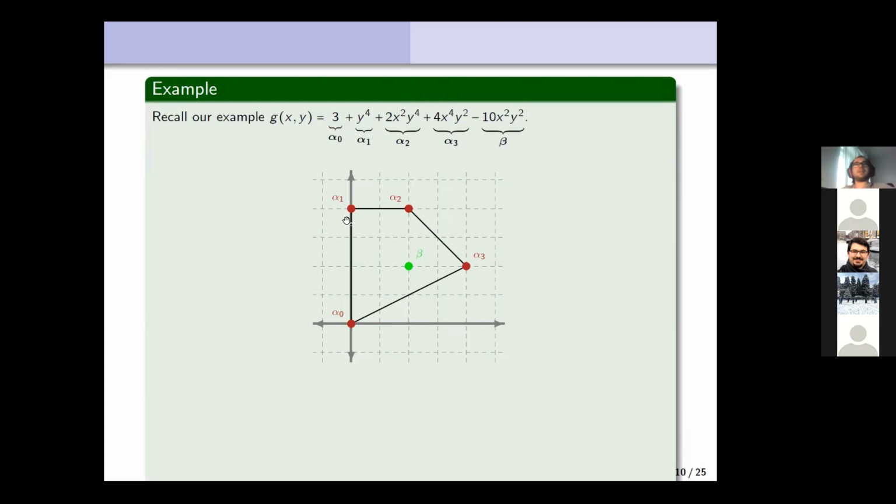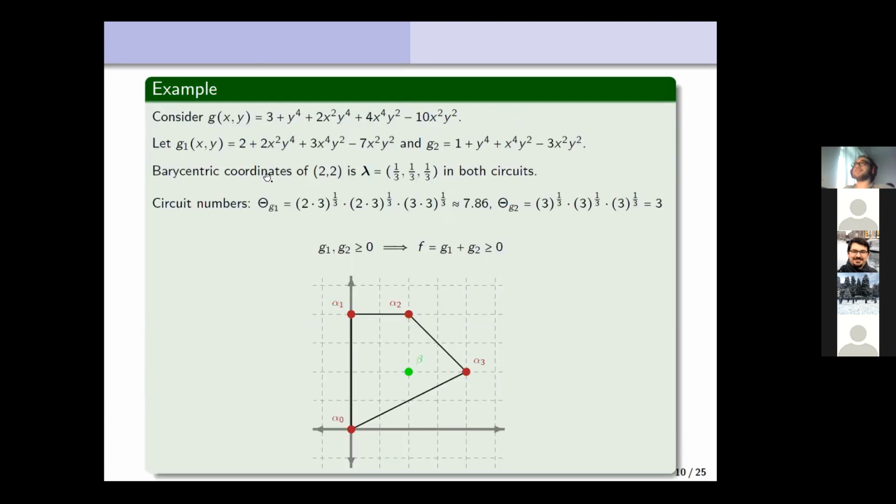And here is another example. This one is not a circuit polynomial directly, but it is a sum of circuit polynomials. For example, if you consider G1 and G2, let me show you their Newton polytopes. This is corresponding to G2. This is corresponding to G1.